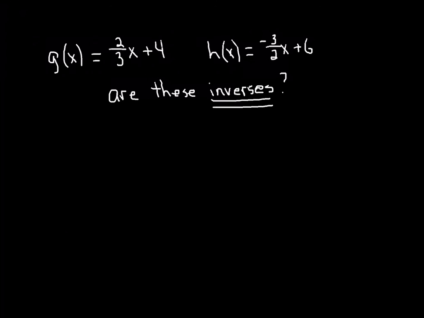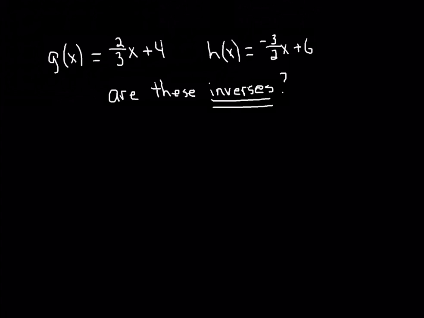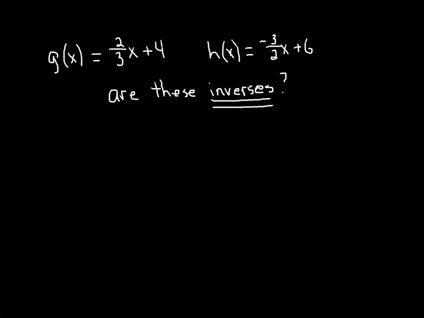All right, let's say I have two functions. g of x is equal to 2/3 x plus 4, and h of x is equal to negative 3 over 2 x plus 6. And the question is, are these inverses? Well, if they are inverses, they would undo each other. So if I plugged a number into g of x, and then whatever I got, I plugged into h of x, I'd get back what I originally plugged in. And it would have to work both ways.